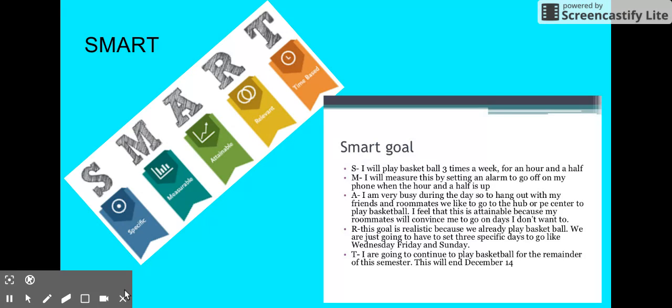R, is it relevant or realistic? So relevant, is it relevant to what we're doing, what we need to achieve? Is it realistic? Is it easy to achieve, but is it challenging? T is time-based, so is the date set for the achievement within reach, or is it out of reach, or do we need a longer time? Do we need a shorter time?